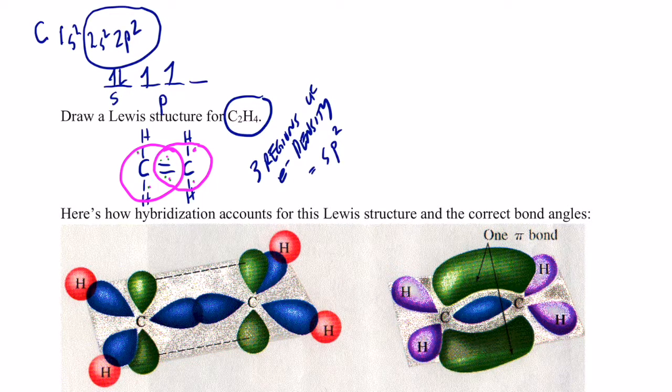sp2. Well, that's interesting because in the last video we showed carbon, when it formed the molecule methane, to have sp3 hybridization. Now we're saying it can also have sp2 hybridization. How does that work? All right, well, let's start with its electron configuration. Here's the electron configuration for carbon again: 1s2, 2s2, 2p2. The orbital diagram has, for the valence electrons, 2 in the s orbital and 2 in the p sublevel.